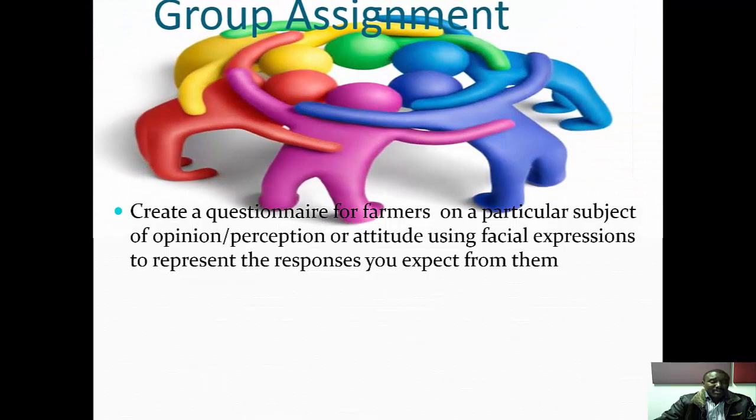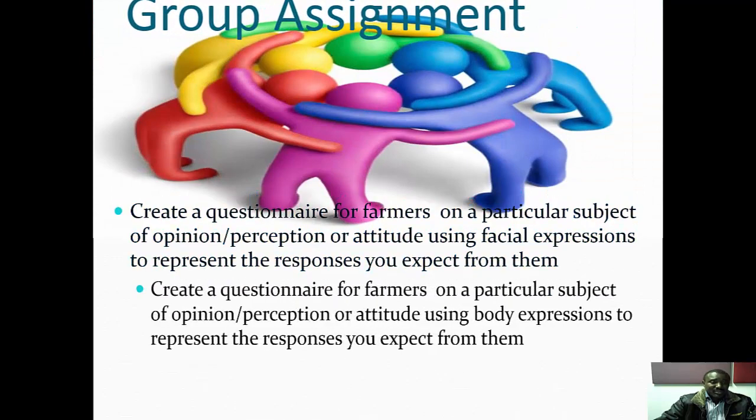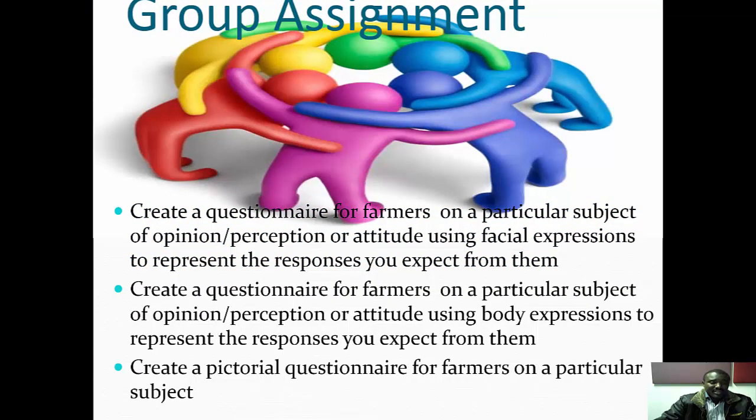Then finally, we have the group assignments. We are going to have 3 groups, and your different group assignments are shown on the screen. The first group is going to create a questionnaire for farmers on a particular subject of opinion, perception, or attitude, using facial expressions to represent the responses you expect from them. The second group has to create a questionnaire for farmers also on a particular subject of opinion, perception, or attitude, using body expressions to represent the responses you expect from them.